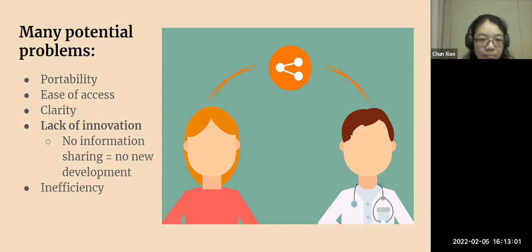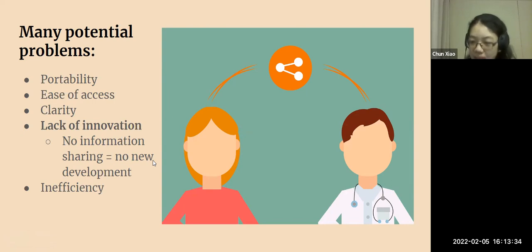And this is also important for medical researchers and physicians who are trying to come up with innovative ideas, because if you don't have data that is clear, then it's difficult to do any research on it. It'll be very time consuming and labor intensive to sift through the data and find what you really want and need, what is necessary for you to create new products that are better. So if there is no information sharing, there is no new development.